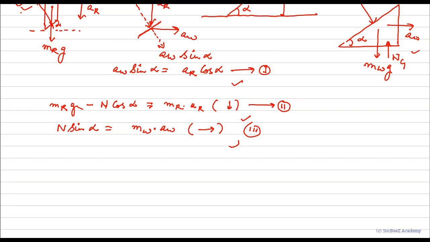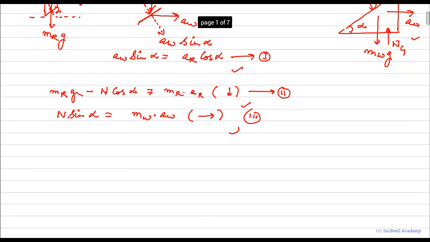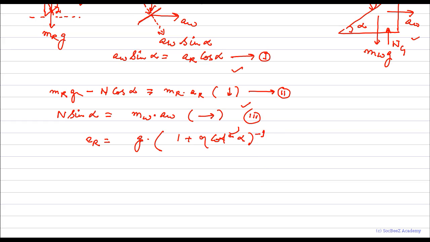the acceleration of the rod, which is vertically downwards, as a_r is going to be equal to g into (1 plus eta into cot square alpha) inverse. Fine. I haven't solved these equations. I expect you to solve these equations. I'm just writing down the answers, because I expect you to know to solve these equations.